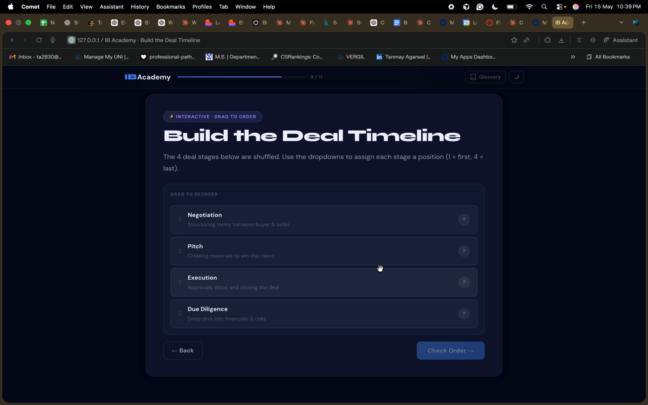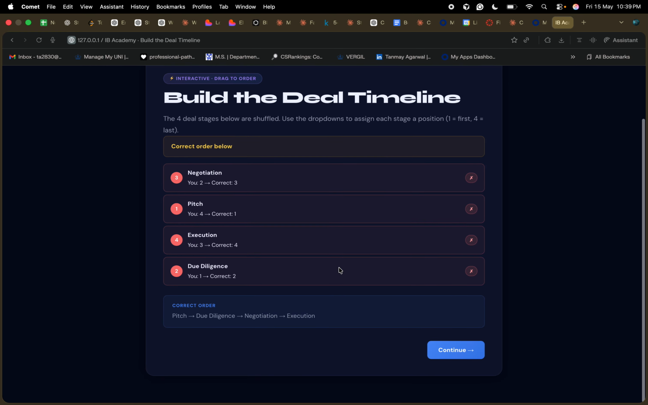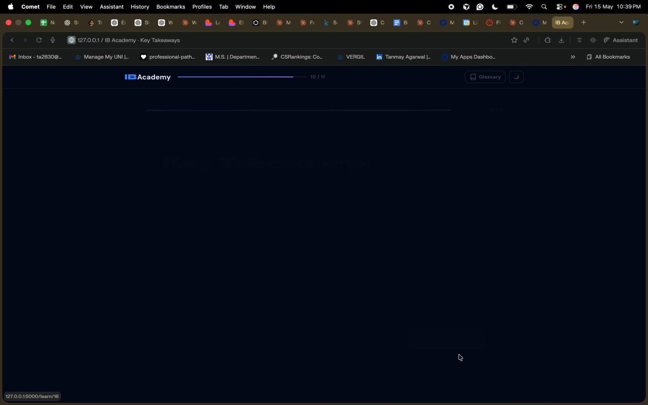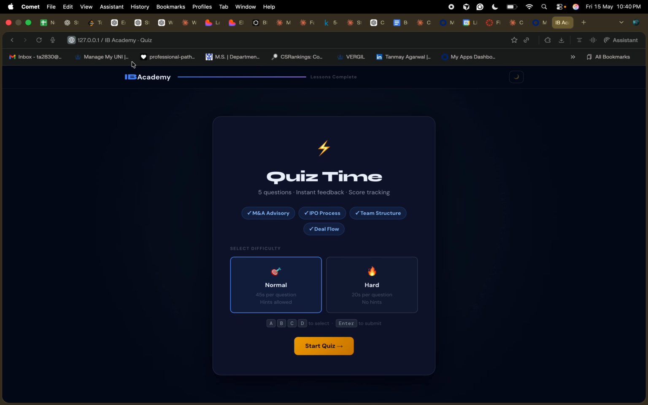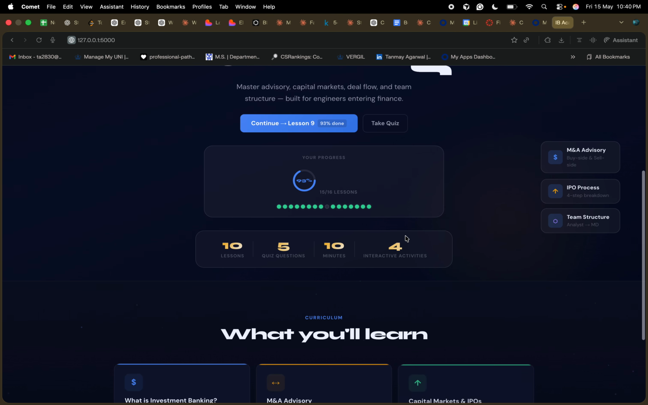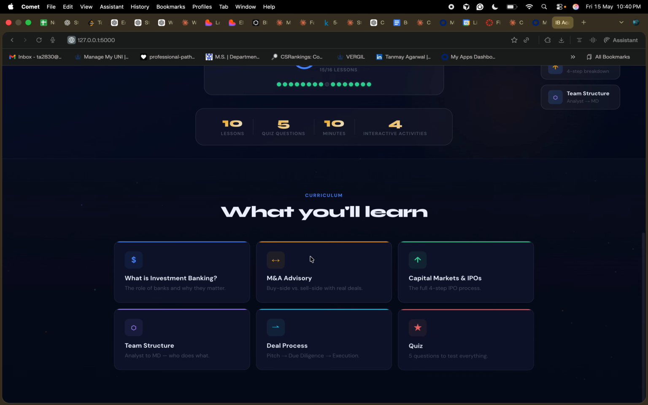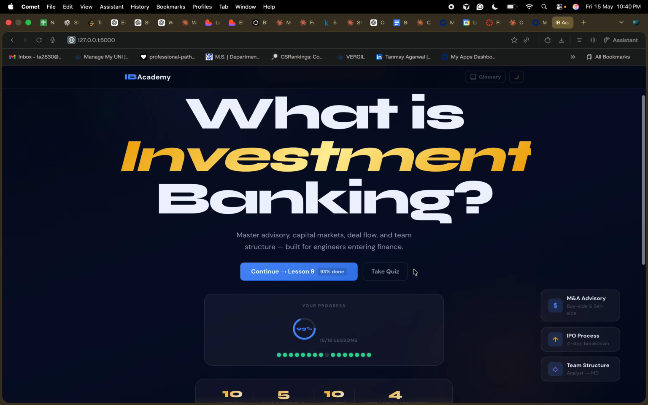Moving on to, again, an example of what we just learned. Now here are some of the key takeaways that we got to learn from this whole lesson. And now let's move over to the quiz section. We can also take the quiz directly from the main page. Here comes the quiz, and you can also see what all things you're going to learn via our website.